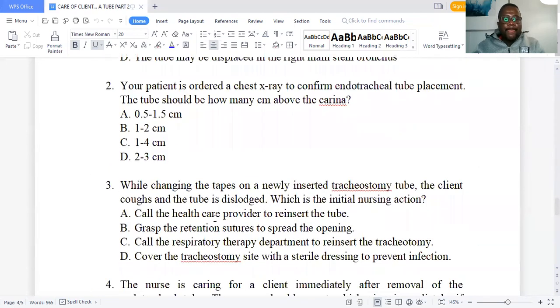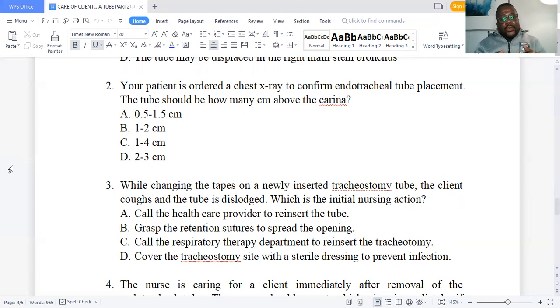Question number 3. While changing the tapes on a newly inserted tracheostomy tube, the client coughs and the tube is dislodged, which is the initial nursing action. Another word that can be used is what should the nurse do first? And I made mention of 3 things. What should the nurse do first? Which is the initial nursing action. What should you do?